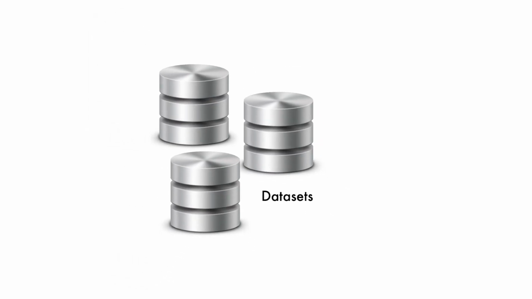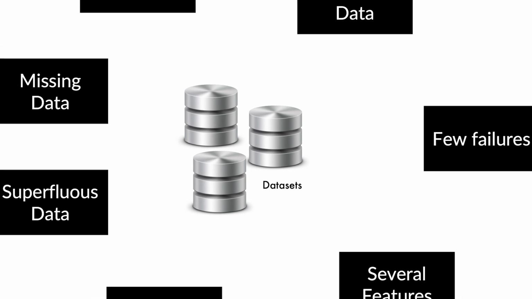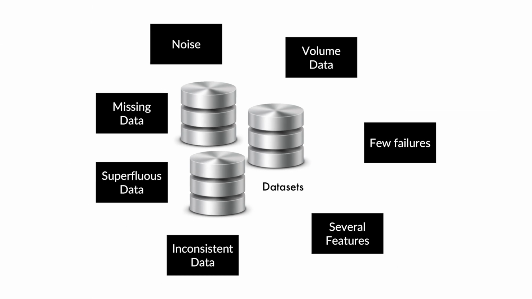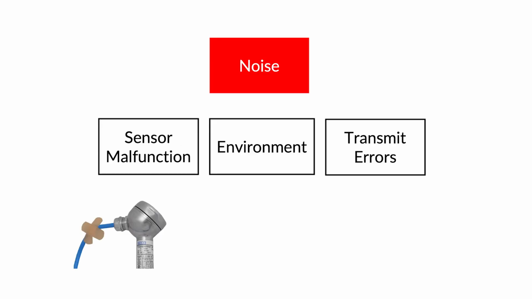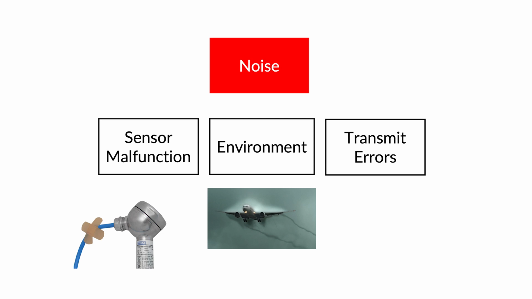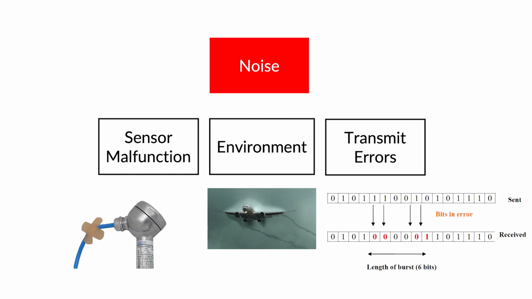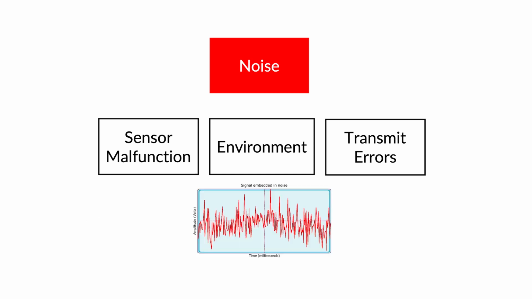Datasets in predictive maintenance are influenced by several factors that can compromise the integrity of the data. One such factor is noise. Noise can arise from diverse sources such as the malfunction of a sensor, environmental disturbances, or even transmission errors. Noise can obscure genuine patterns and trends, making it challenging to discern actual degradation from random fluctuations.